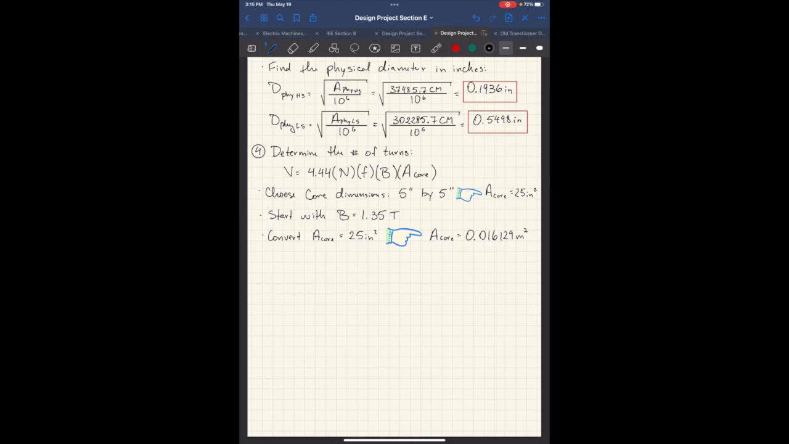What we're going to do now is find out how many turns we need on either side to get whatever voltage we want with these parameters. So for example, if I solve for N, I'm going to get the following: N equals V over 4.44 times F times B times the area of the core. If I want the number of turns on the high side, I need to input the voltage on the high side. That should be an S, not a phi.